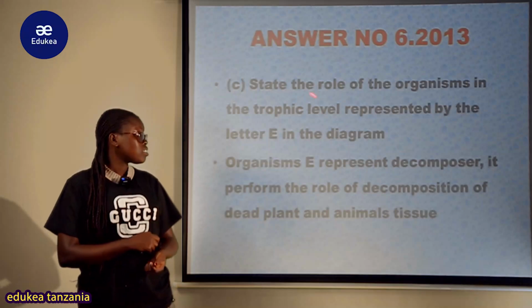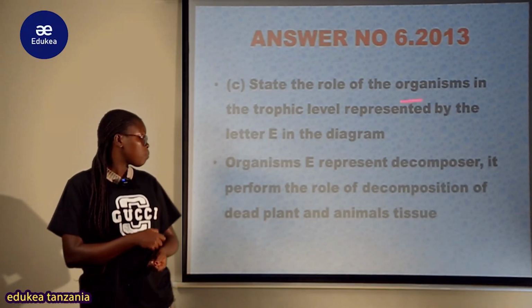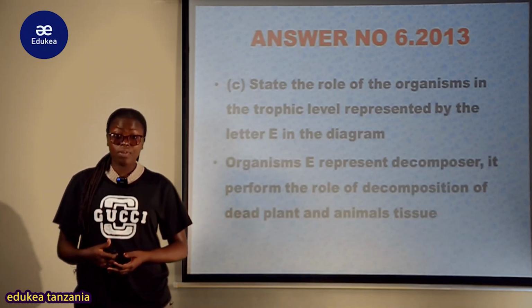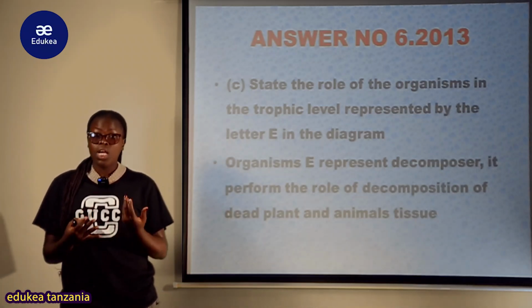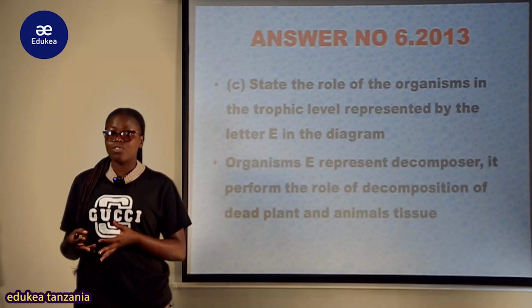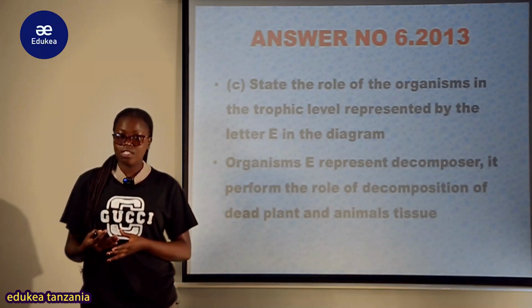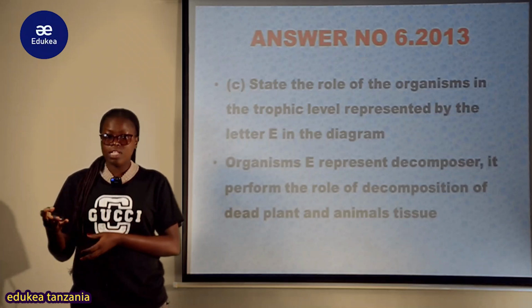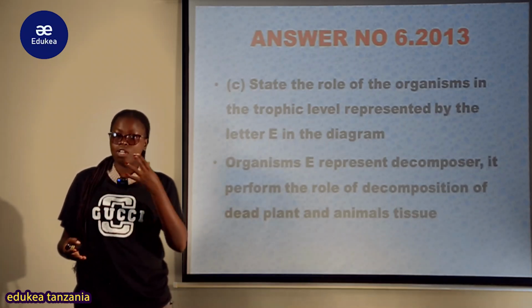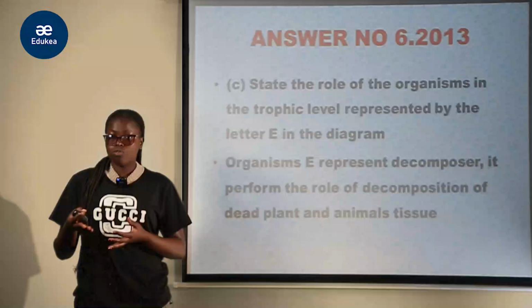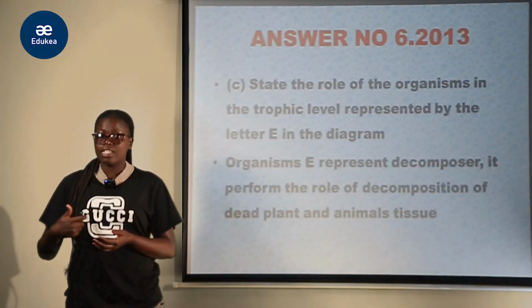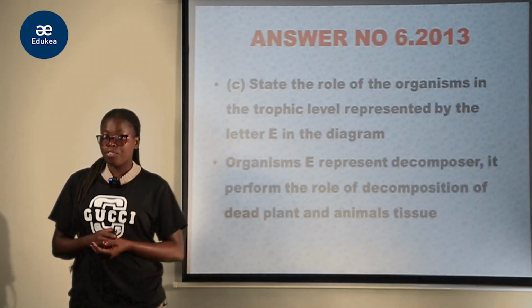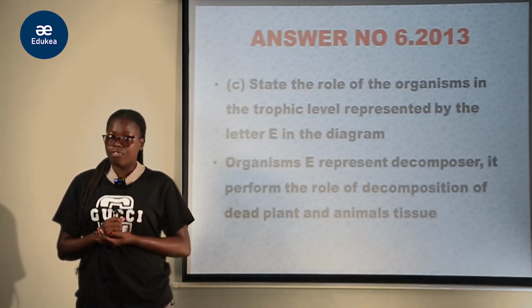And the last one, state the role of the organism in the trophic level represented by the letter E in the diagram. Letter E in the diagram was the decomposer or bacteria. Its work is the decomposition of dead plant and animal remains, to ensure that they convert these nutrients back to the environment. The nutrients contained in the dead plant and animal tissue tend to be recycled back to the environment for further use. So they help in nutrient circulation. An example is bacteria.